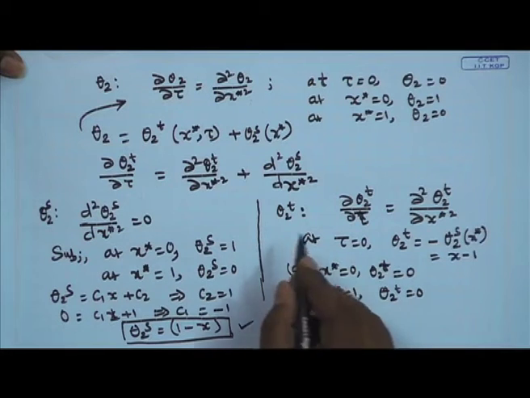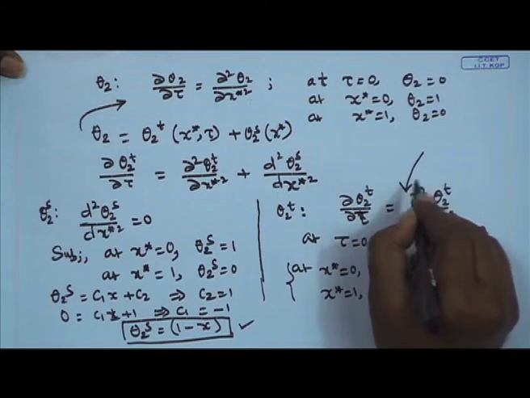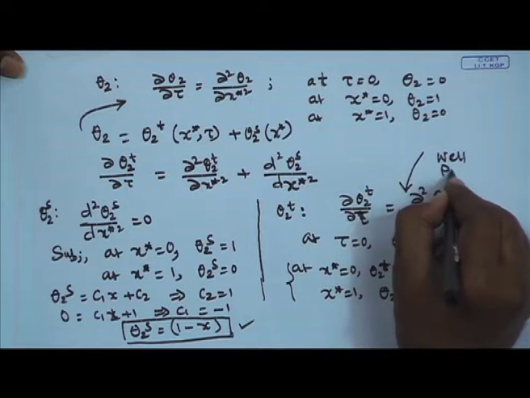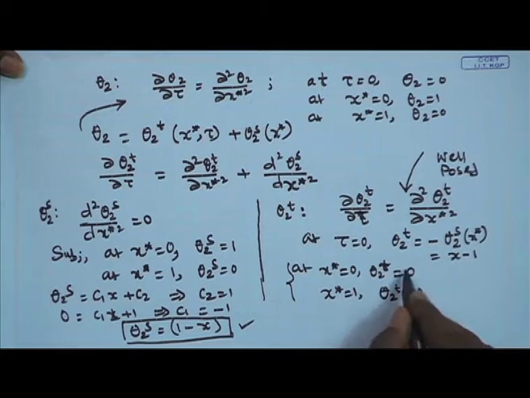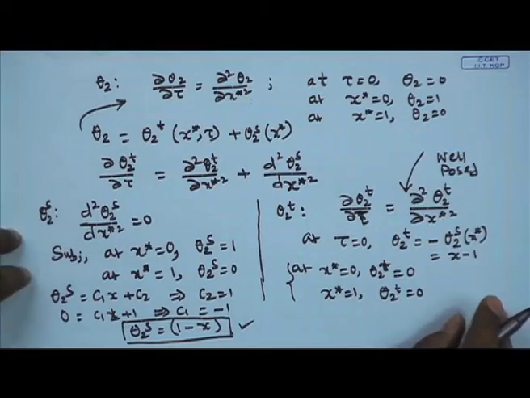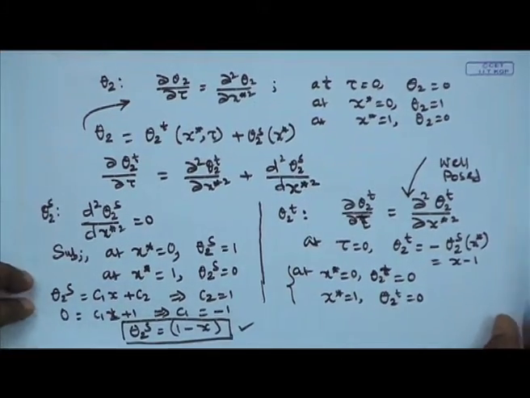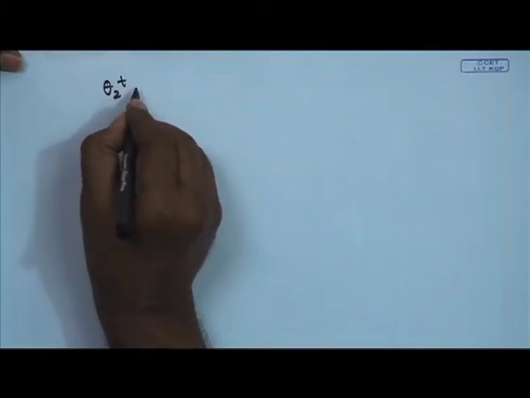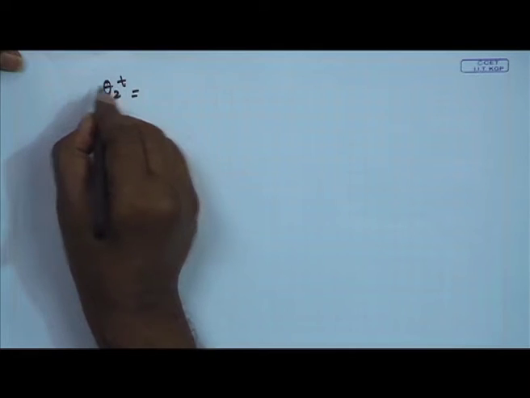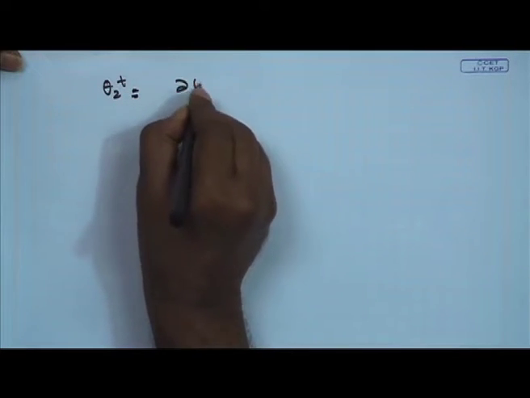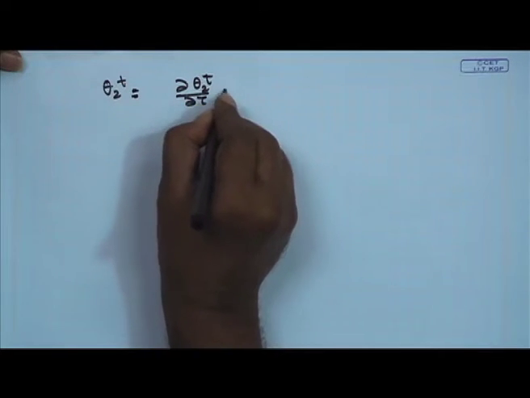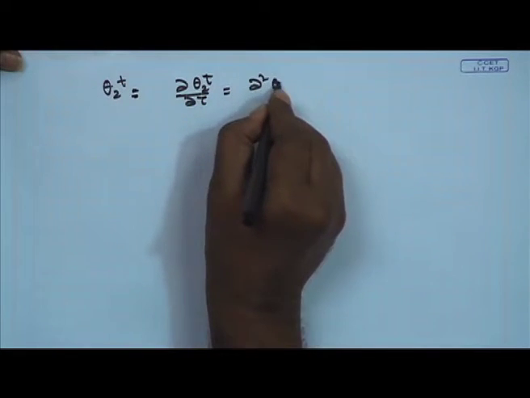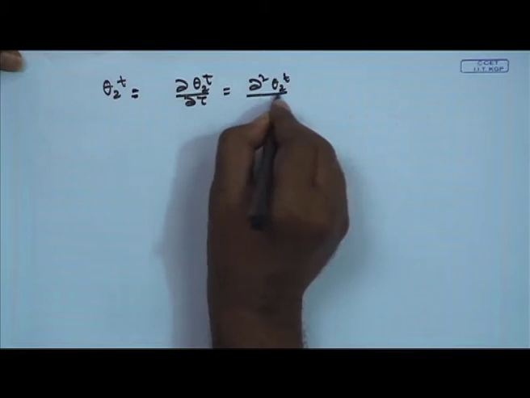So now this is a well posed problem. Now this problem is a well posed problem, because it is having a non-homogeneous initial condition and homogeneous boundary conditions. If we again now look into the solution of theta 2 t, it will be del theta 2 t del tau is equal to del square theta 2 t del x star square.